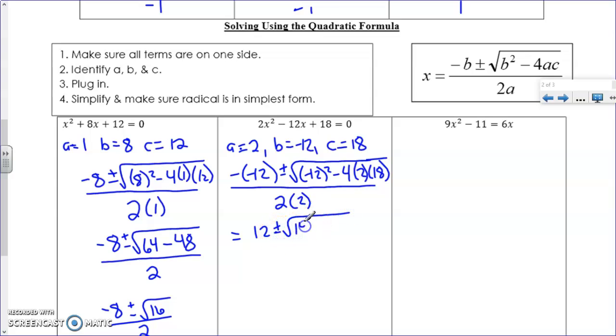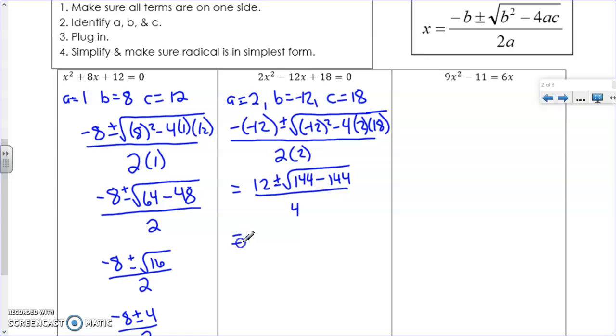All right, so we're going to get positive 12 plus or minus the square root of 12 squared, which is 144, minus 4 times 2 is 8, times 18 is 144, over 4. Everybody good there? Anybody lost? Okay. So then that's going to equal, what's 144 minus 144? And square root of 0 is? 0. So there's no plus or minus 0, right? It's just nothing there, okay?